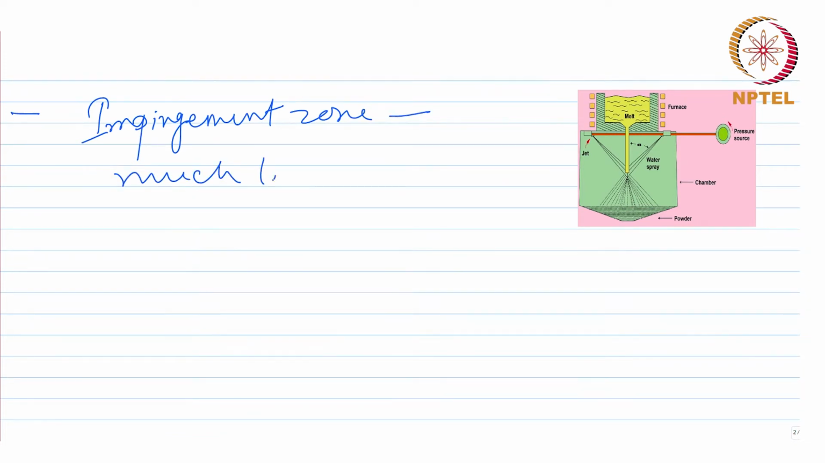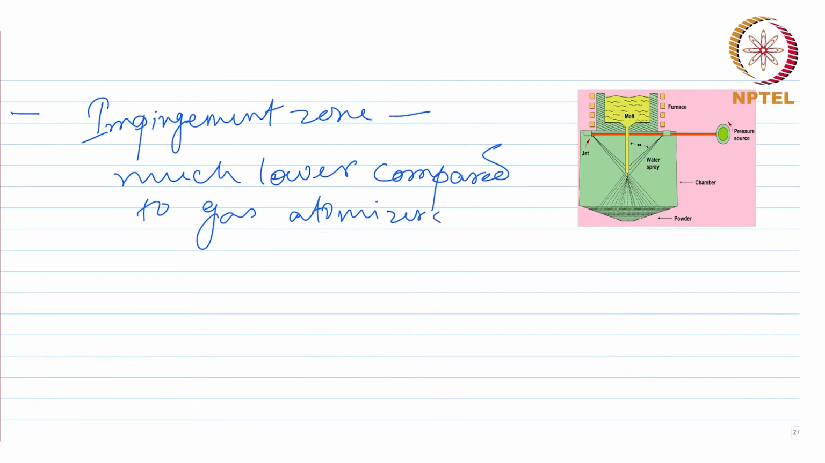And in this case, the other difference that you can see from the gas atomization process is the impingement zone. This is much lower compared to gas atomizers. This is again because the cooling rates are higher. So, your impingement does not have to be to that extent like what you had in case of a gas atomizer.